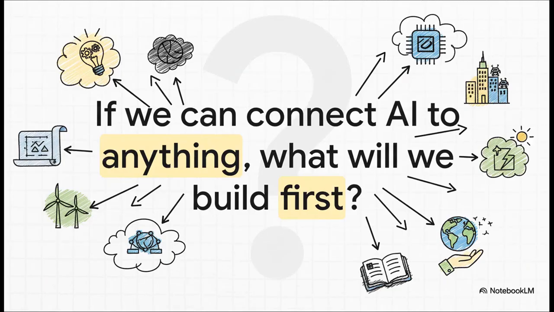Which really brings us to the biggest question of all. See, a standard like this isn't just about fixing a technical headache, it's about laying a new foundation. It's about unlocking a new wave of creativity. So if we really could connect our AI to, well, anything, what's the first thing we would build? What's the first problem we would solve? That's the future we're talking about. That's what a protocol like MCP could make possible.